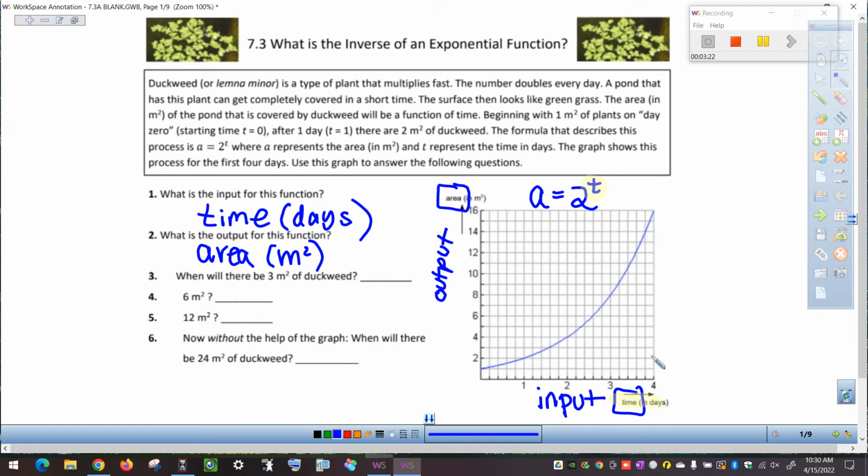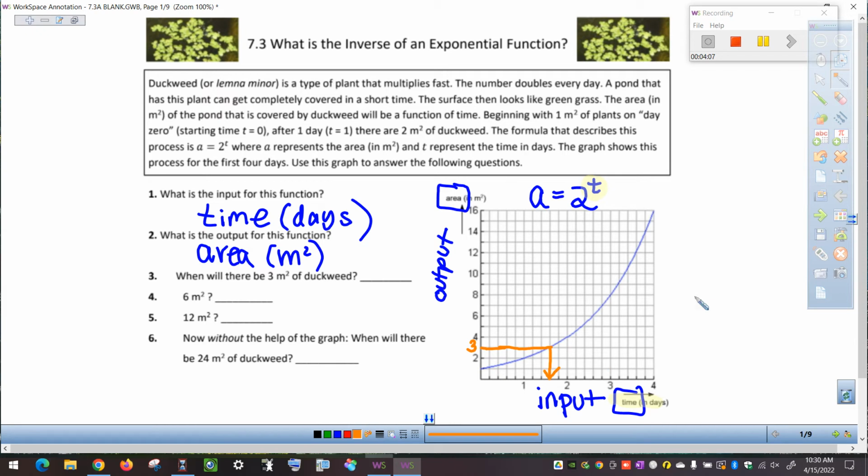Okay, if we take a look at the next few questions, this is now asking us a question about the area. It's given us a certain size of the pond that is covered. We are working backwards and figuring out how many days it took to get to that. So let's look at the size of 3 square meters. On our area axis, 3 square meters is going to be right here between 2 and 4. Let's draw a line straight across, connect that with where our curve is, and then go straight down to the time axis, and we'll see how many days this is.